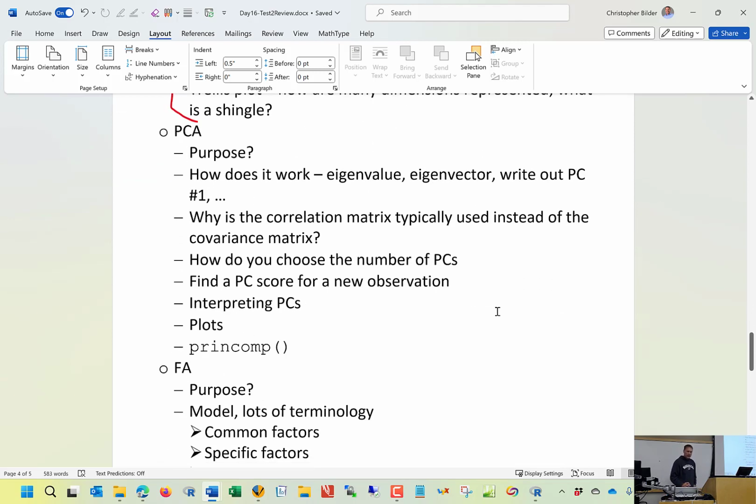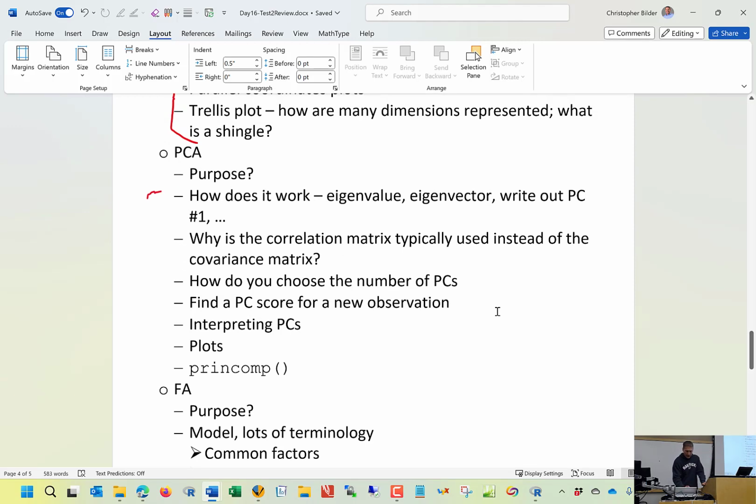So then we got into principal component analysis. That's when we started doing much more, let's say, mathier stuff in this course. Again, what's the overall purpose of principal component analysis? There's typically two things I always said about that. How does it work? Well, that's where eigenvalues and eigenvectors come into play.